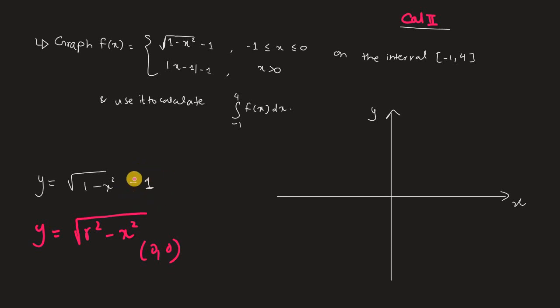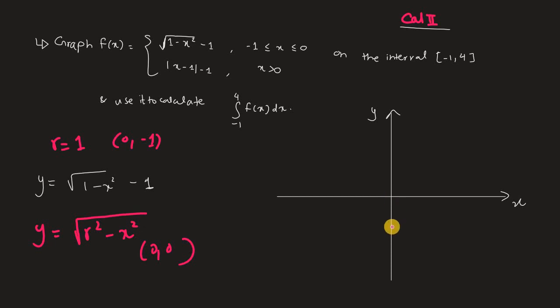This is the k value, and the k value is always for the vertical shift. Since it's negative, it's gonna move 1 unit down. If it was positive, then it would move 1 unit upwards. So what's the r squared over here? The radius is simply 1. So the radius of the circle is 1, and the center is at 0 and then -1. Since it's a vertical shift, it's gonna cut on the y axis. The center is at -1. So that's what you guys need to know.